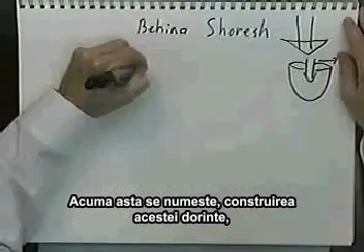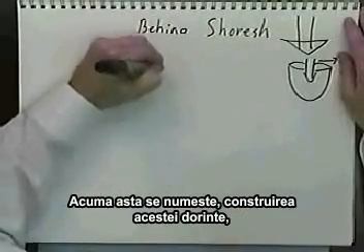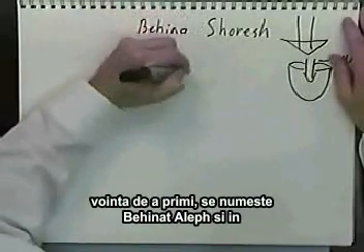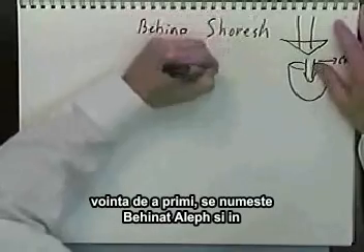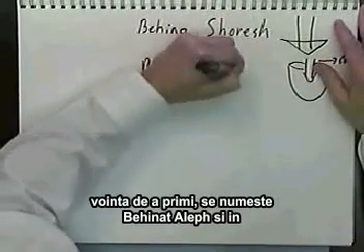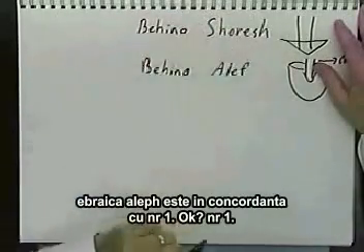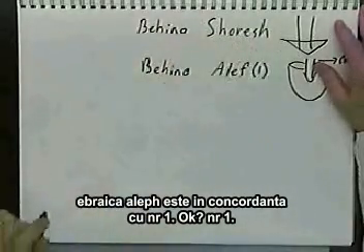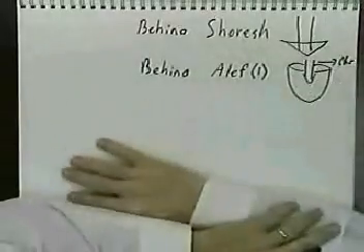Now, this first building of this desire, this will to receive, is called Bihina Aleph. And in Hebrew, Aleph is equal to the number 1. Okay? The number 1.